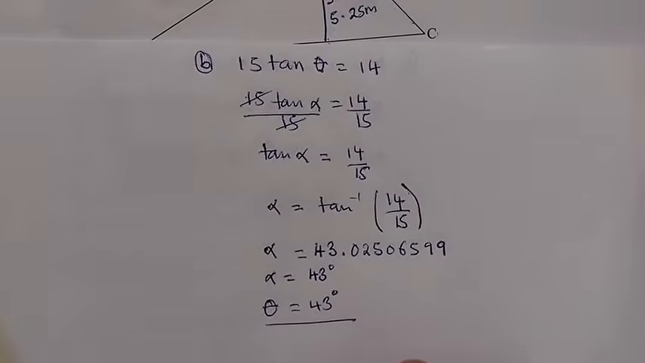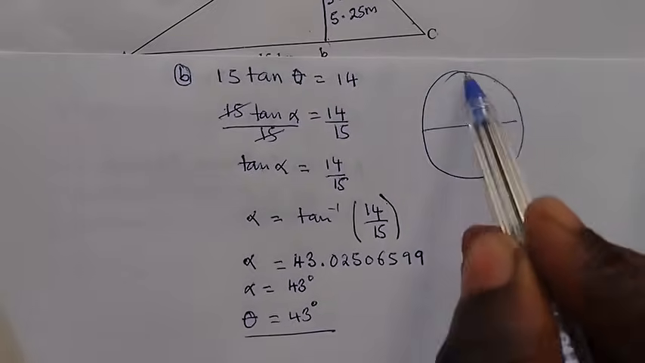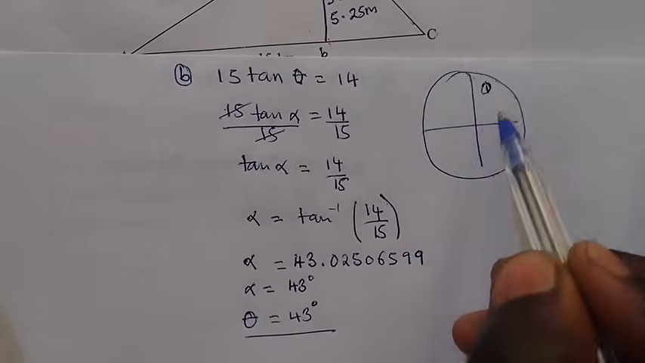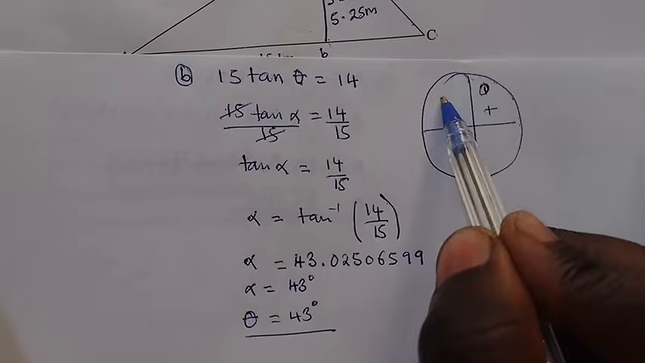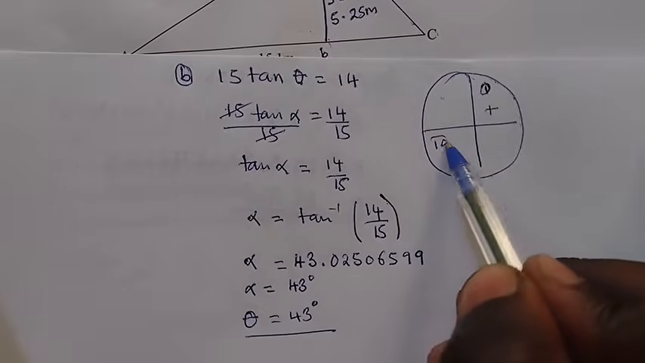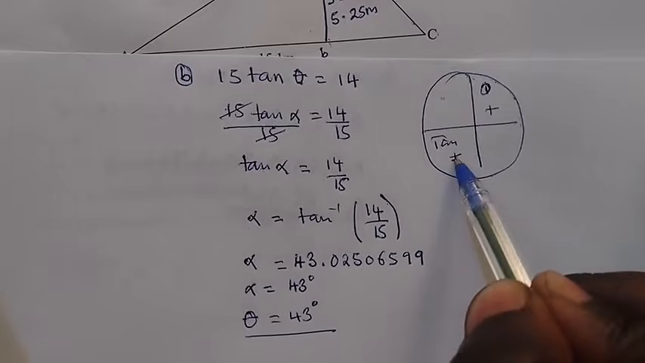So we need to identify again in which quadrant tan is positive. So this is the asterisk circle. In Q1 here, all angles are positive. In the second quadrant, only sine is positive. In the third quadrant, only tan is positive. So we are going to find the tan in the third quadrant here.